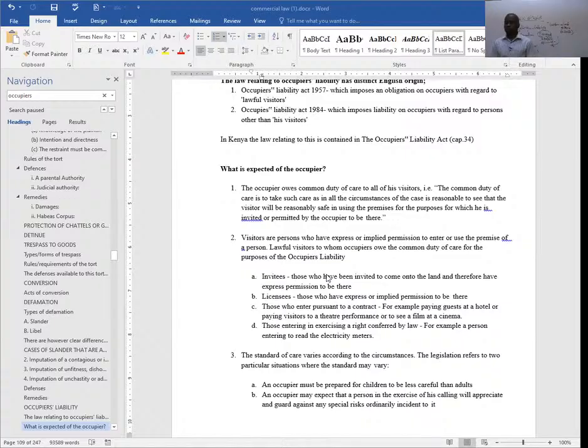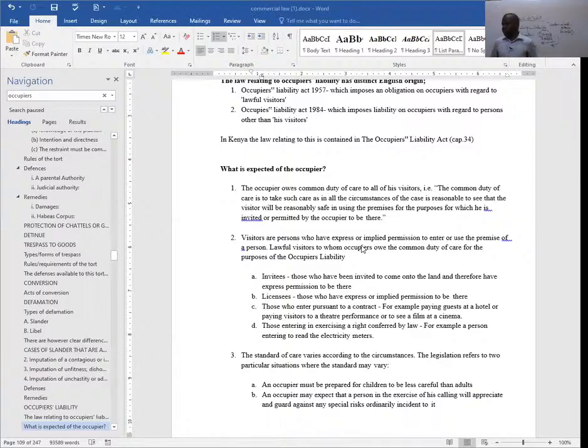So those are the persons you can call visitors. Maybe it's someone who has been licensed to visit your premises. So he's the visitor. It can happen in a situation where you've invited them, or they have come in as a result of a license or been allowed to visit the premises. So those are the persons we are calling visitors.